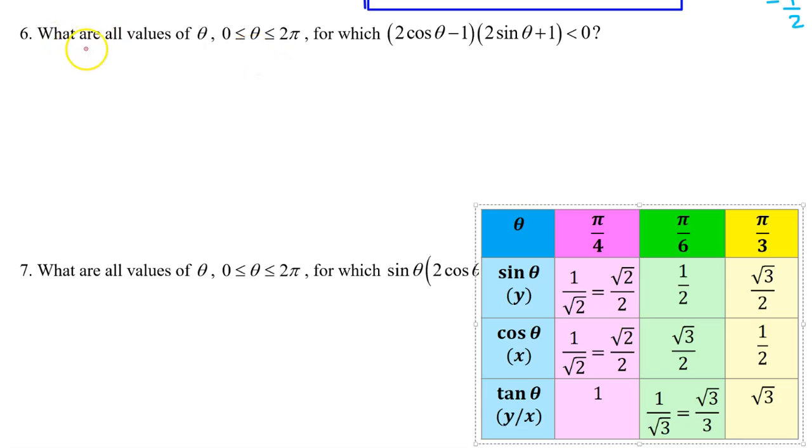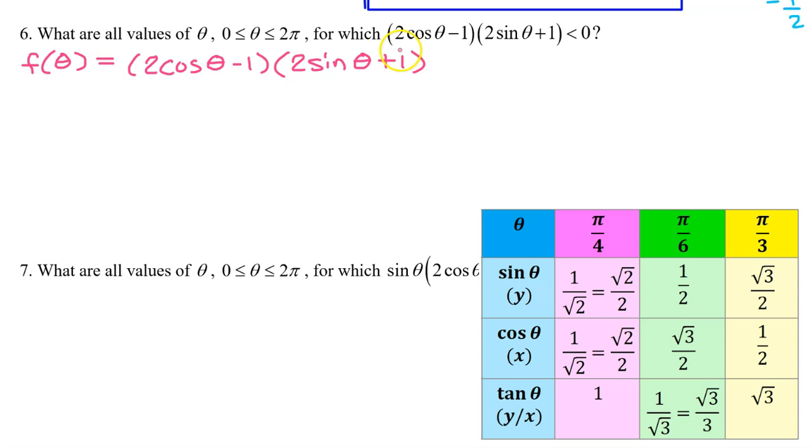Number 6. What are all values of theta on the interval from 0 to 2 pi, for which (2 cosine theta minus 1)(2 sine theta plus 1) is less than 0? For an inequality this complex, you want to solve it using a sign chart.